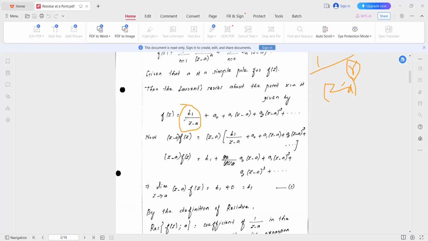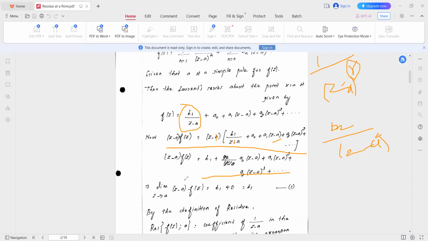Okay, so we have b1 by z minus a. b2 by z minus a the whole square cannot occur because a is a simple pole. So the first term only will come, the remaining terms cannot be. Okay, so f of z is equal to this and z minus a into f of z is equal to this. When we multiply f of z by z minus a, we get that thing as b1. z minus a will get cancelled. Second term, z minus a will come. The third term, z minus a becomes z minus a the whole square, and so on.